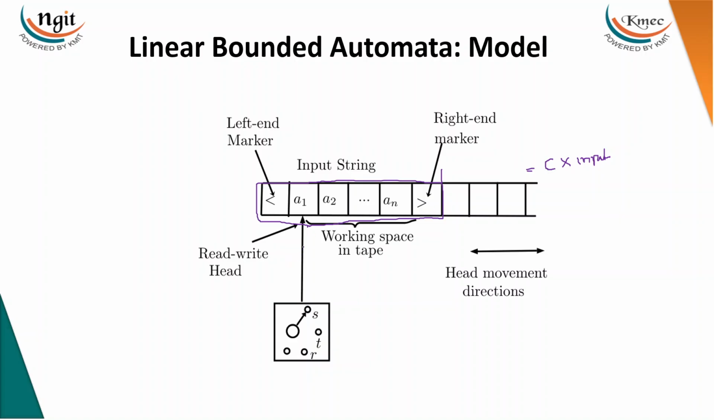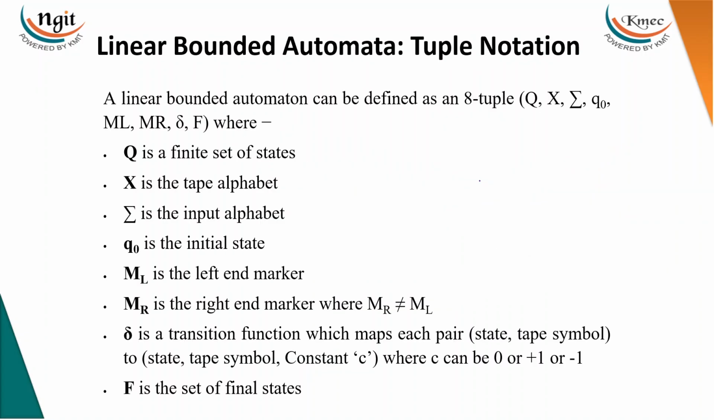It moves in both directions, same like the Turing machine. It moves left to right and right to left, and it changes the input symbols and reads them. Everything is the same as the Turing machine. But the only restriction we have here is that it can't go beyond the left hand marker and beyond the right hand marker.